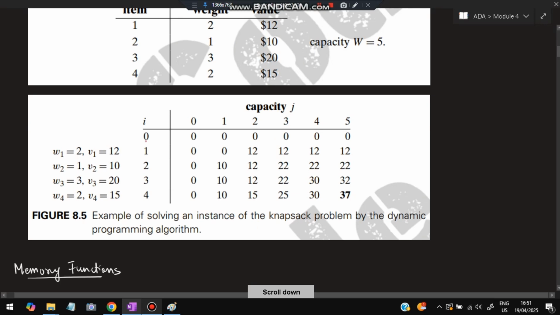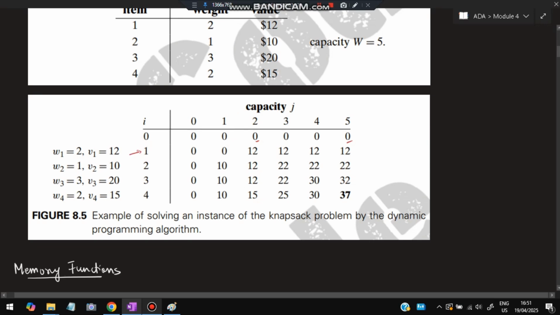Now if there are 0 items, the capacity will be 0 only. Even if the capacity is 1, 2, 3, 4, 5, how many items am I able to carry? 0 items. And if I carry 0 items, my profit will be 0. If I can carry capacity 1 or 2 but I have no items, it will be 0. So it will be 0 till here. Got the point? Next is 1 item.